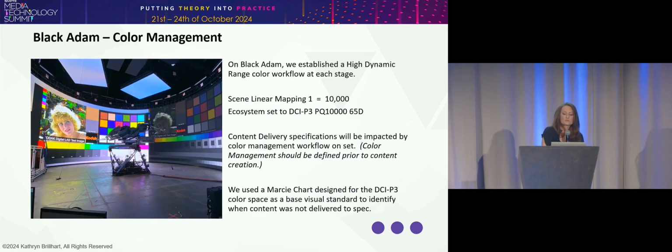On Black Adam, we did establish an ACES high dynamic range color workflow at each of the stages that we were on. And our main setting on the show was DCI P3, PQ 10,000, D65 as our baseline. And this informed our calibration and the profiling of each wall, and the test content that we used. When you go into this process, you have to make sure that your test content makes sense in that color space and gamut, and that you're using all the right materials.